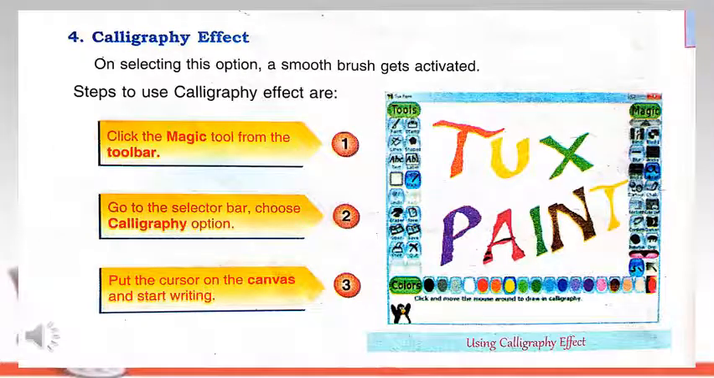Now the fourth is the calligraphy effect. On selecting this option, a smooth brush gets activated. To use the calligraphy effect, you need to follow some steps. Step 1, click the magic tool from the toolbar. Step 2, go to the selector bar, choose the calligraphy effect option. And third, put the cursor on the canvas and start writing. I will show the image of the Tux Paint calligraphy effect.